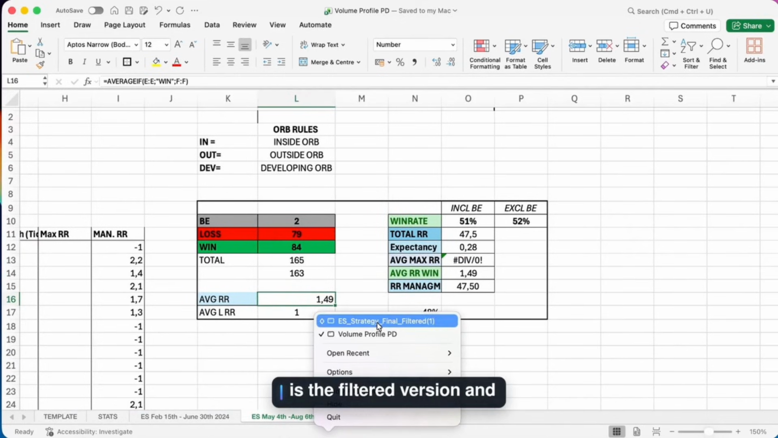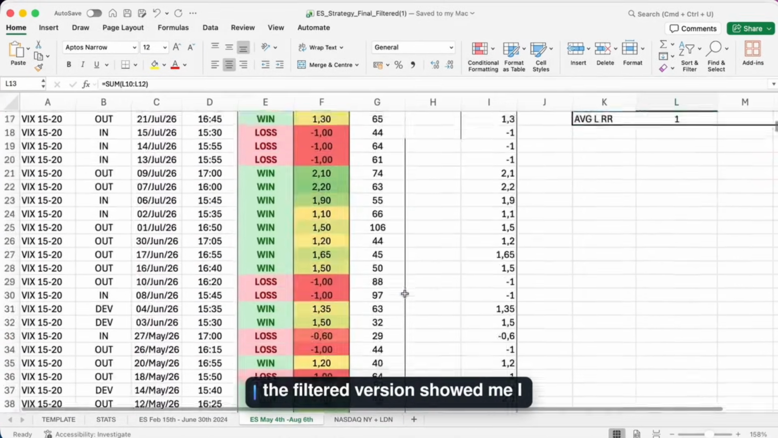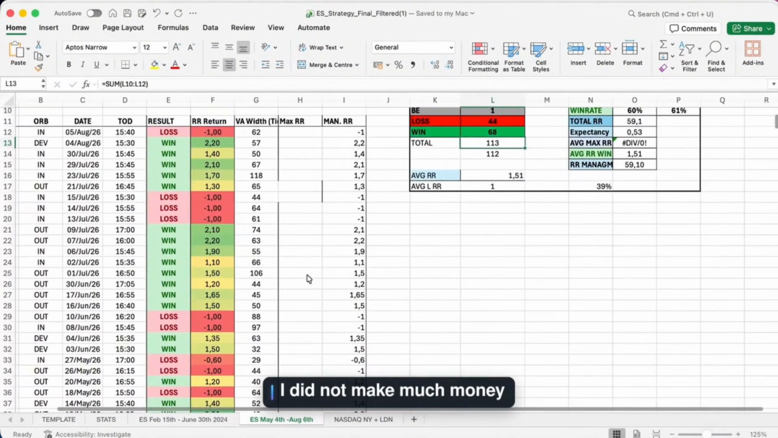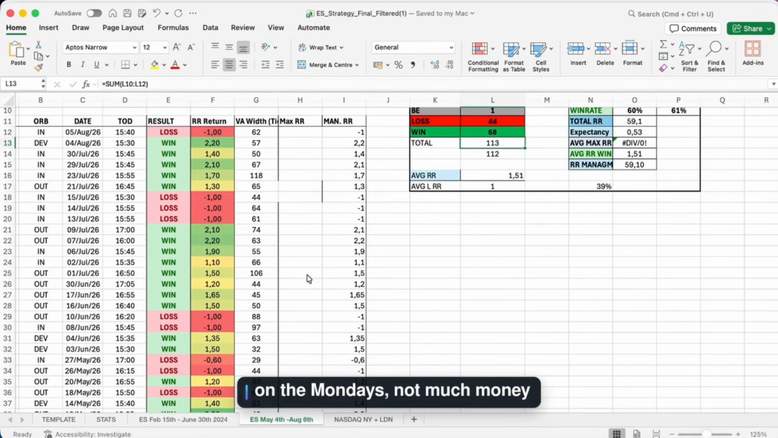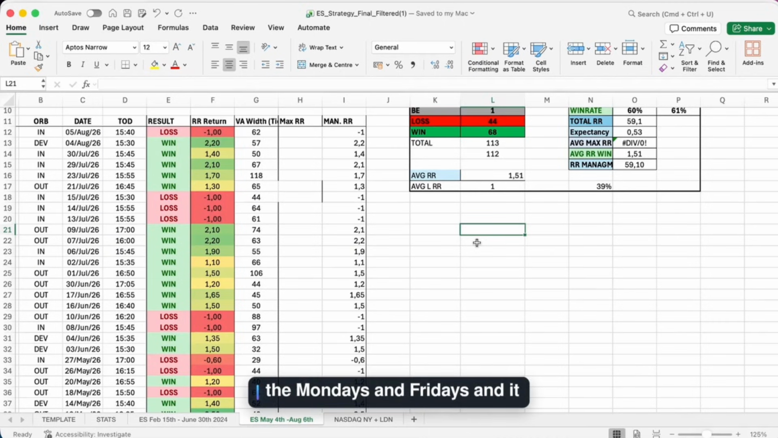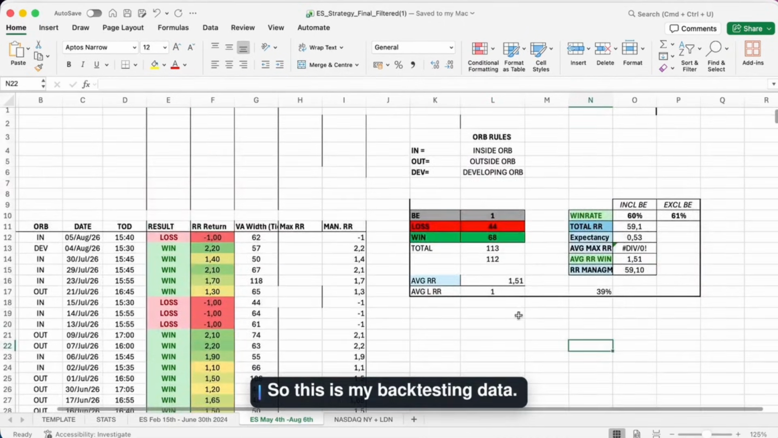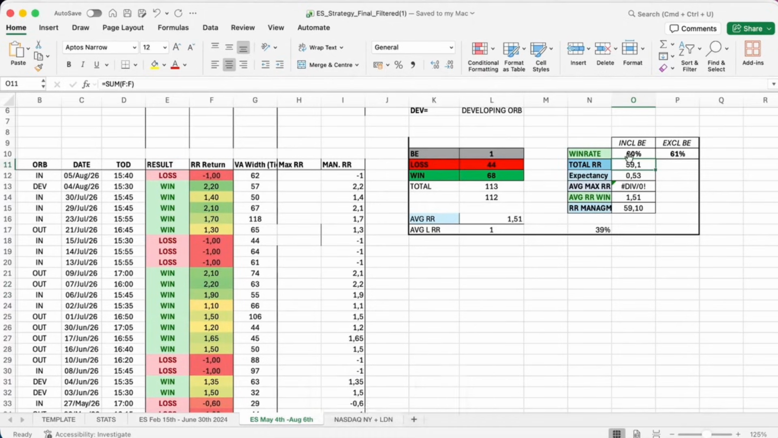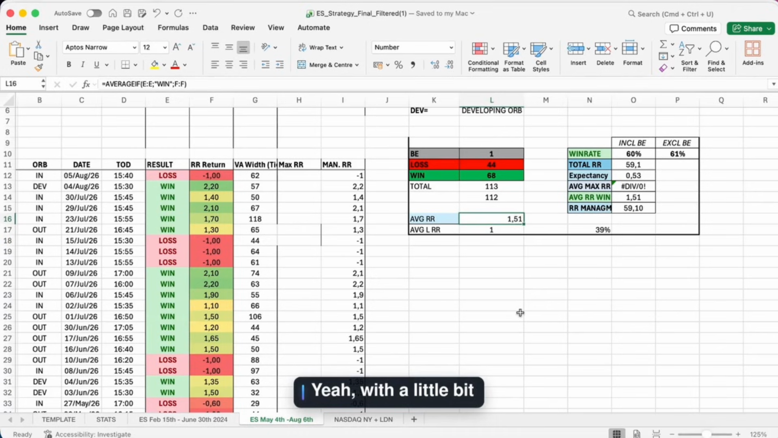So I can show you, this is the filtered version. I did some analysis on my backtests, and it showed me that I did not make much money on the Mondays, not much money on the Fridays at all over a year. So I could eliminate those, and that's why I do not trade the Mondays and Fridays. So this is my backtesting data, and after some filtering, we're coming around 59 RR total return and a 60% win rate, with almost the same average RR.